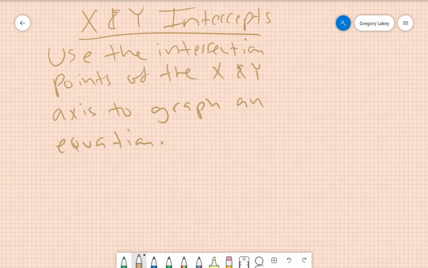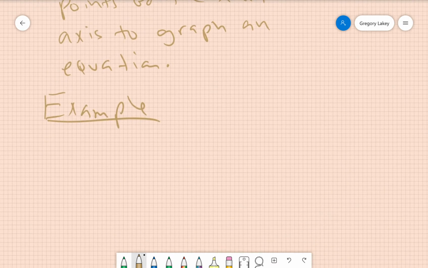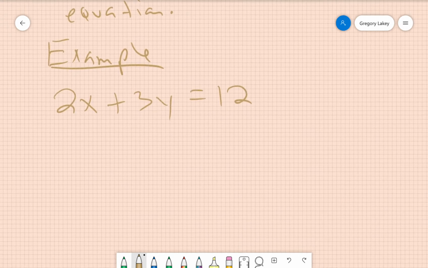So, as an example, let's look at 2x plus 3y equals 12. Now what I want to do is find the intercepts, so over here I'm going to make a small t table. I'm going to put x, I'm going to put y. Just make a small t table for x and y intercepts, because there's not a lot of work you have to do in the middle for these. It's relatively a little bit easier.